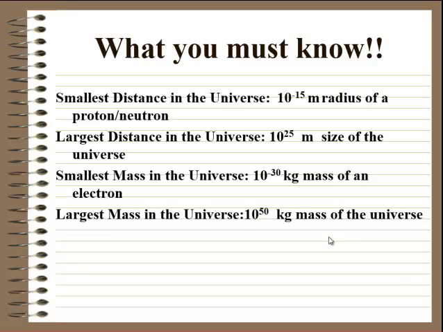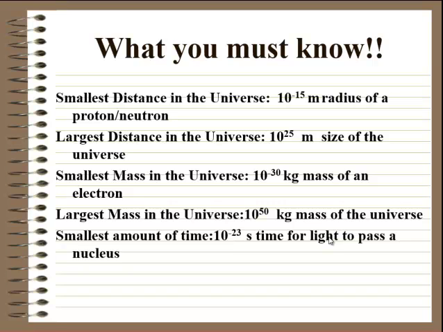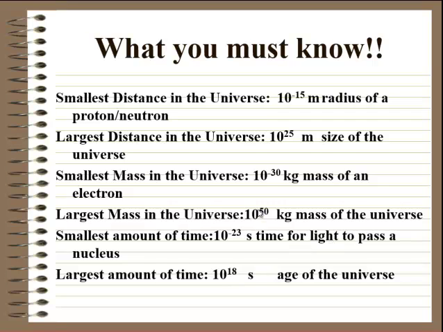The smallest amount of time is actually the time it takes for light to pass across a nucleus, and that's 10 to the minus 23 seconds. And the largest amount of time is the age of the universe itself, which is thought to be 10 to the 18 seconds. Now these are things you are going to have to memorise. They often come up on paper 1, which is a multiple choice paper, which you're going to do at the end of this course. Not only are you going to have to memorise it, quite often you have to manipulate it. So there's an additional feature here.